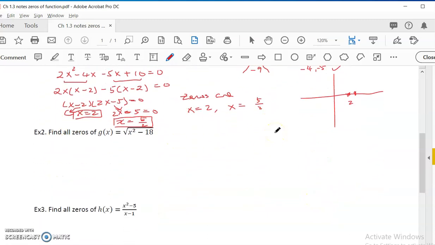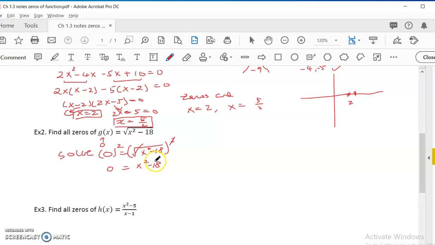The second one is a radical function. Radical because I see a radical root, right. To find 0, I would say 0 is when g of x equals 0, right? So that means to find it, I solve 0 equal to square root of x squared minus 18. How do I get rid of the square root? I square both sides. So 0 squared is still 0. Square and square root cancel. I have x squared minus 18.